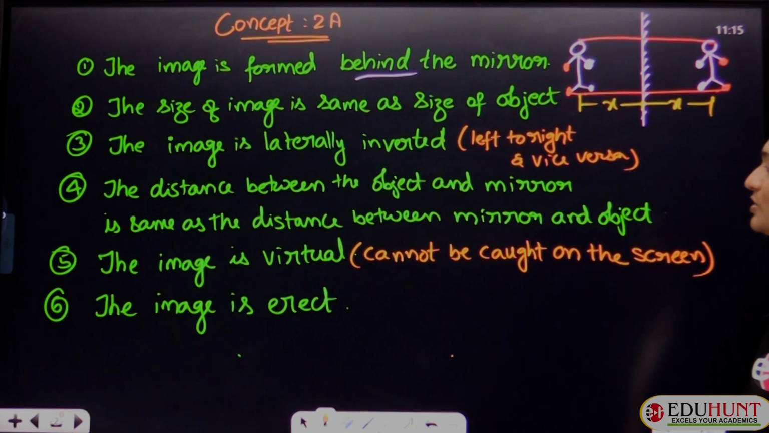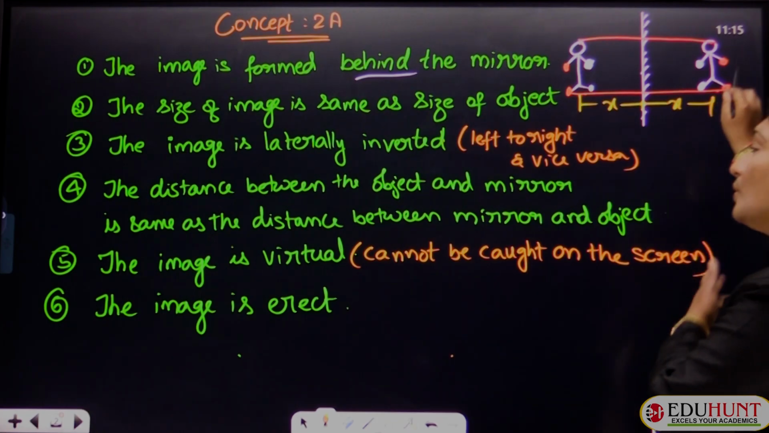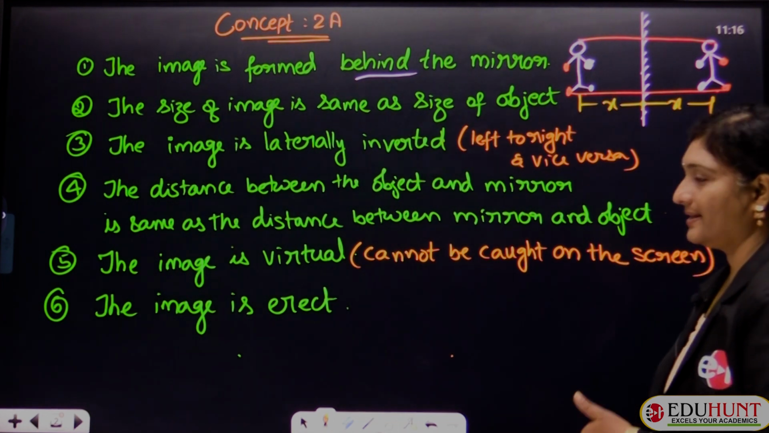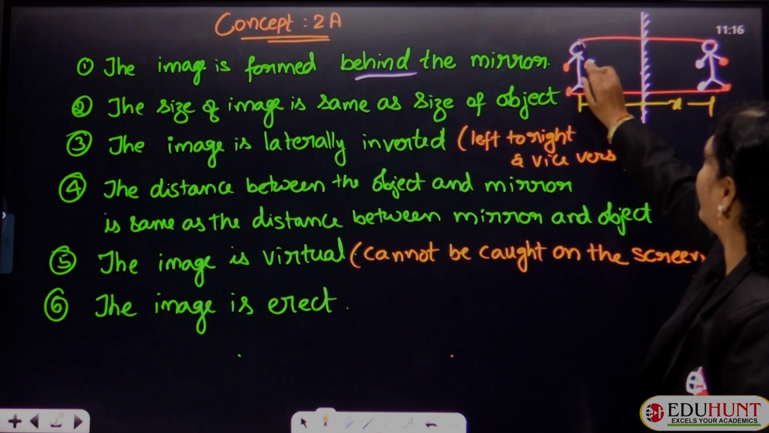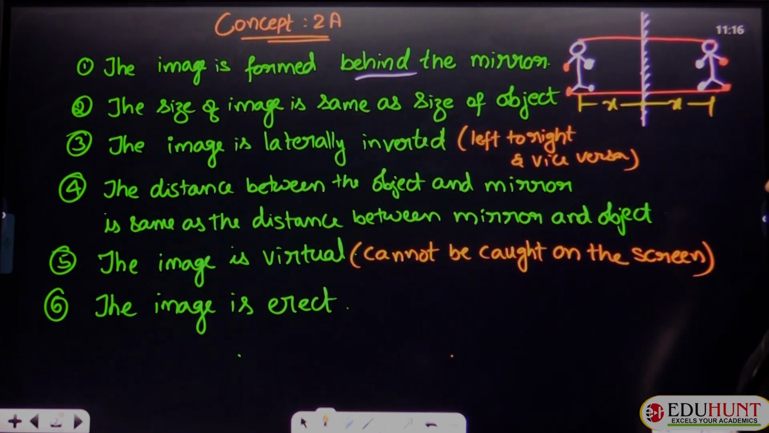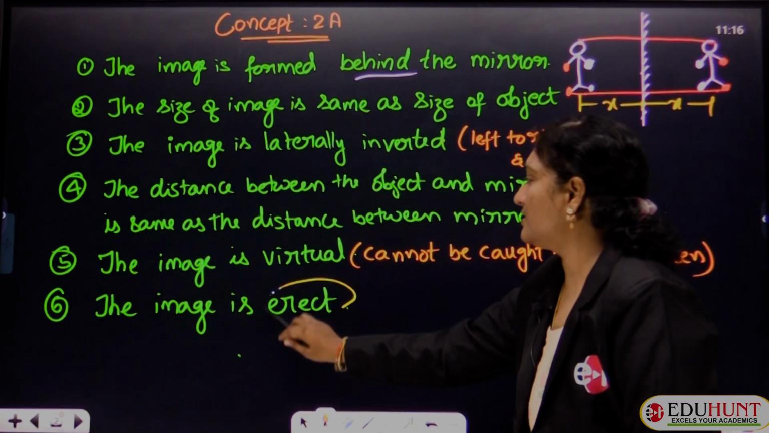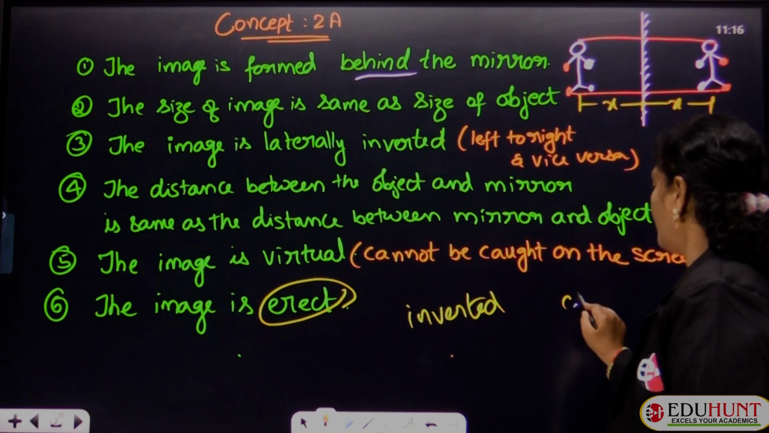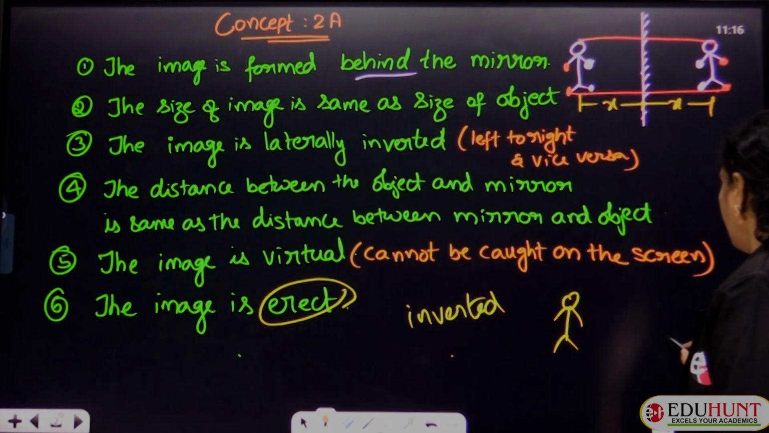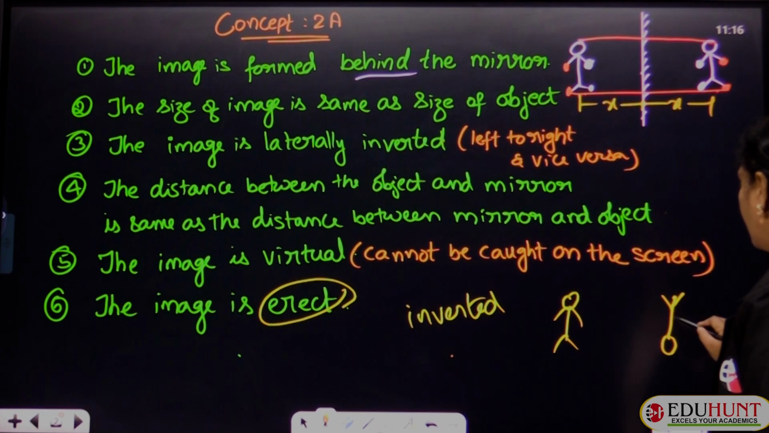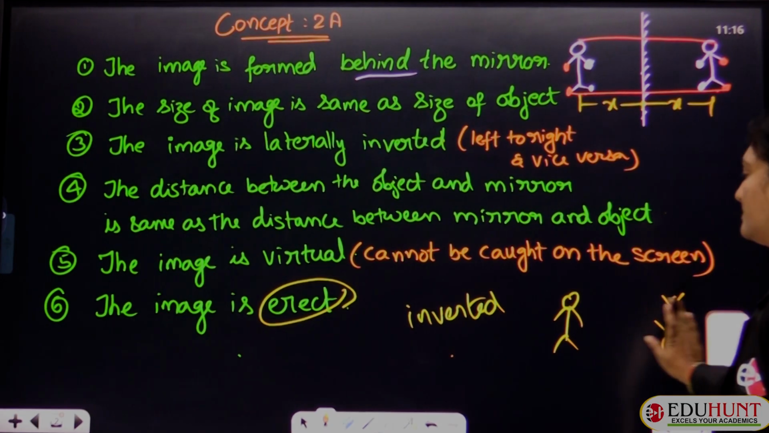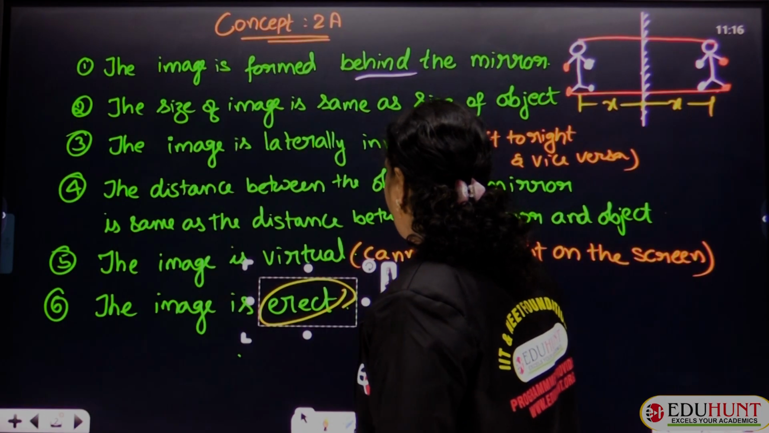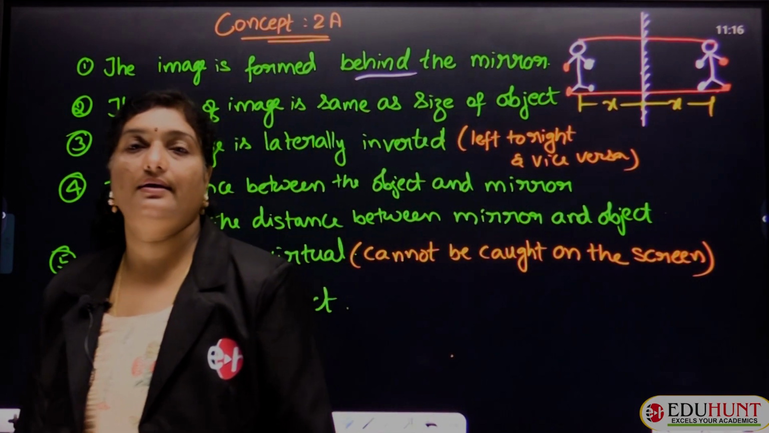Image is virtual. Virtual means what I said there, it can be seen only inside the mirror. It can't be seen anywhere else. And the image is erect. Erect means if the head is up, the head is also up only. Opposite of erect is inverted. So inverted means, suppose the object is something like this, and the image is observed something like this, then it is called an inverted image. So we are not getting any inverted images in the mirror. Okay. So I hope the characteristics regarding the mirror are clear, children.